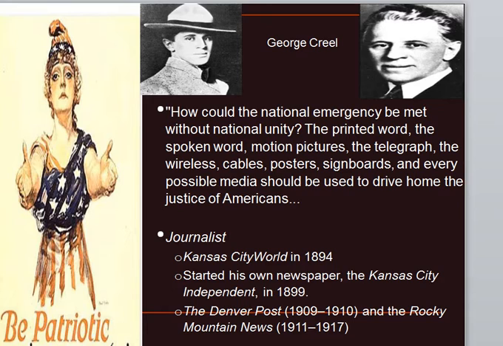So he was a long-time journalist, George Creel. He worked for the Kansas City World. He started his own newspaper in Kansas City in 1899. He also wrote for the Denver Post and the Rocky Mountain News.